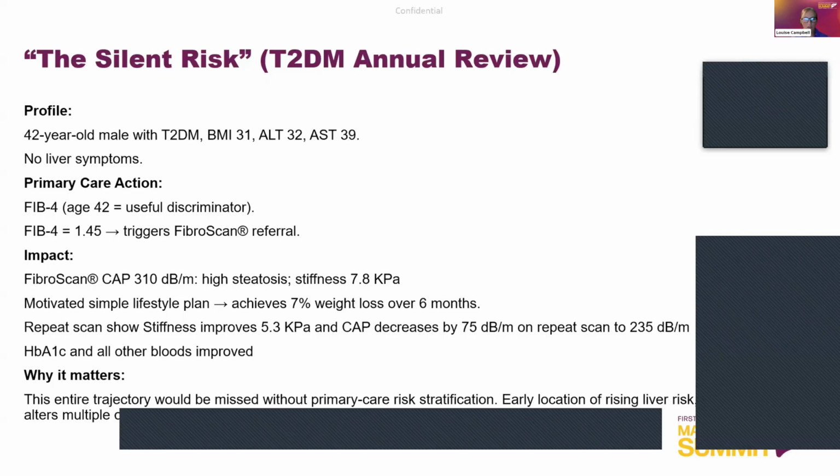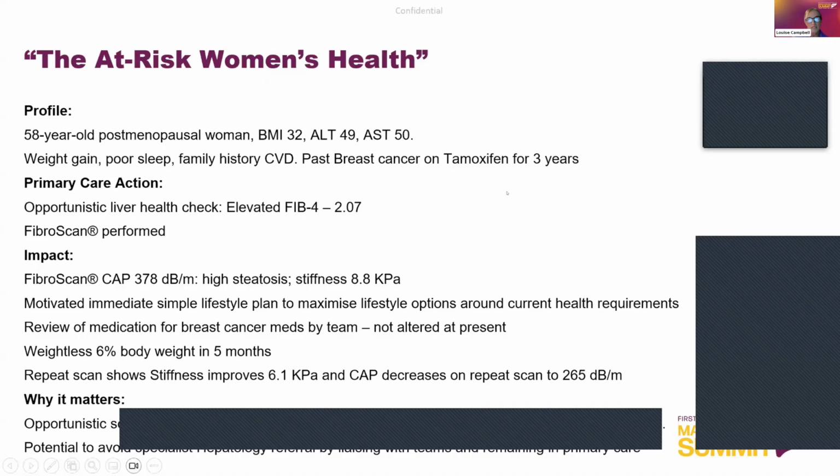So keeping it very visual and understandable, all the other blood metrics improved in this patient. But he was somebody who avoided, therefore, a secondary care referral to a hepatologist because all of the changes were made in primary care. That patient now is better managed, has lower problems, and is improving, and it does not need that referral.